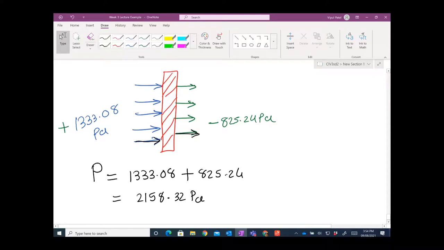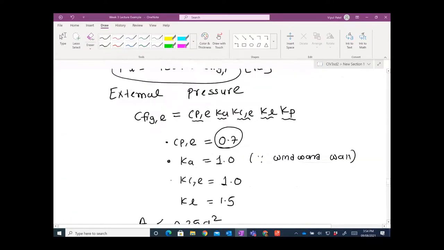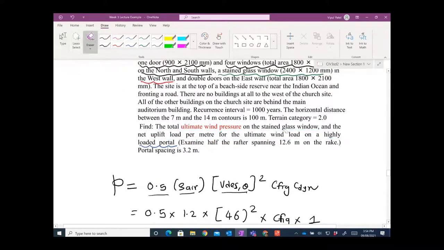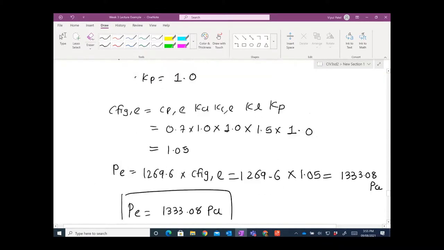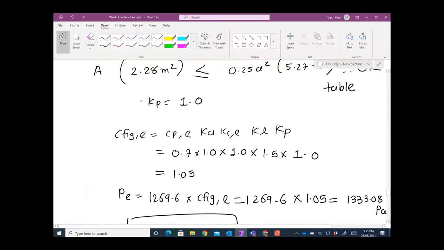All right, let's continue, because there is one more. I'm not sure whether I will be able to finish it, but let's see. We have a stained glass window. We need to find a net uplift load per meter of the ultimate wind load on the highly loaded portals. So we need to calculate that one on the roof. Now same story, we need to do it as we have done before. So this is an equation. Where was the equation here?